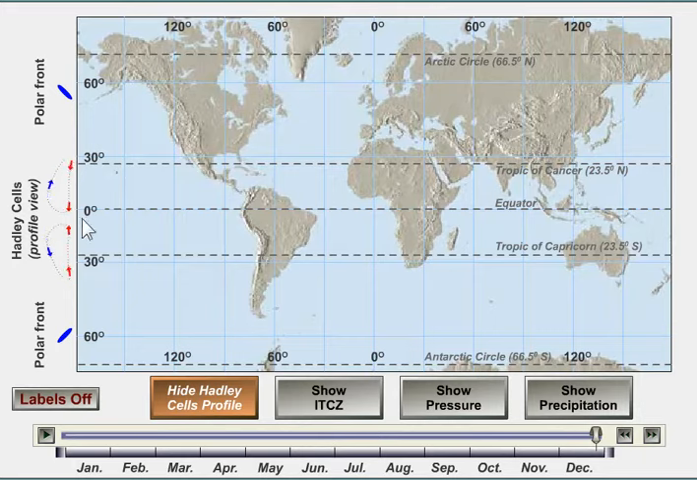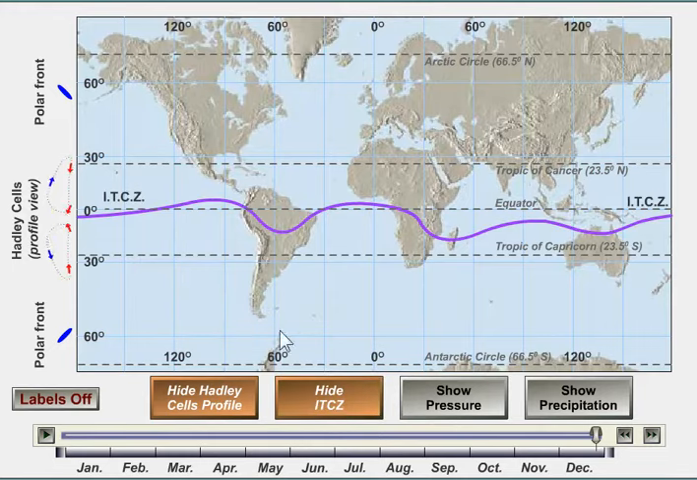Now, where that air converges at the equator in this map view, we call that the ITCZ, and that stands for the Intertropical Convergence Zone. So all along this purple line, the ITCZ, think about that as the place where the air is coming together and rising up toward you out of the map. Now notice this is in January. We're starting in January, and the ITCZ is mostly south of the equator.